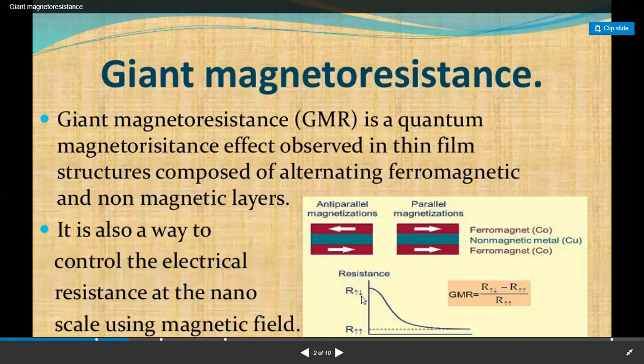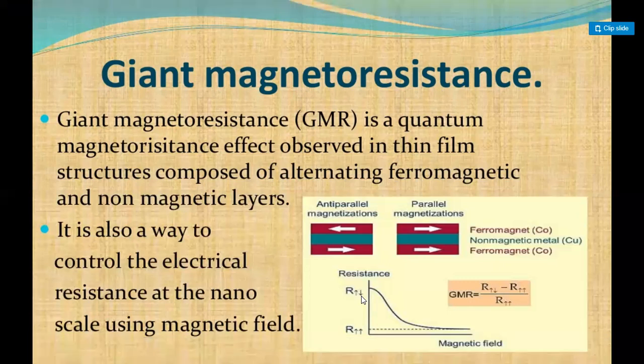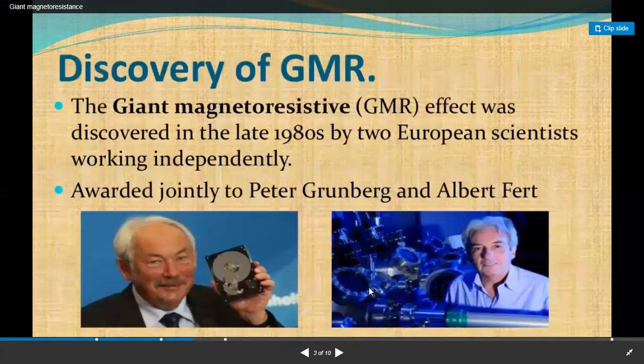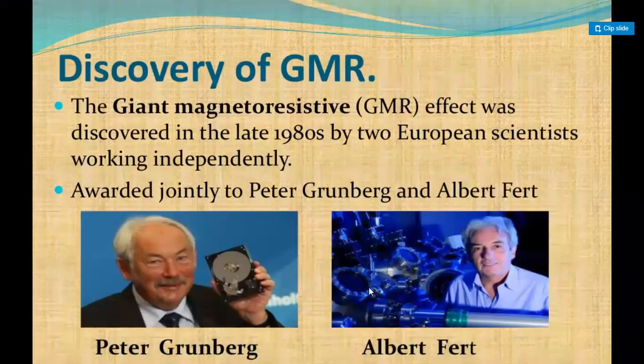GMR equals R anti-parallel minus R parallel, divided by R parallel. So this is the equation of giant magnetoresistance. From this graph, the x-axis shows the magnetic field and the y-axis shows the resistance.